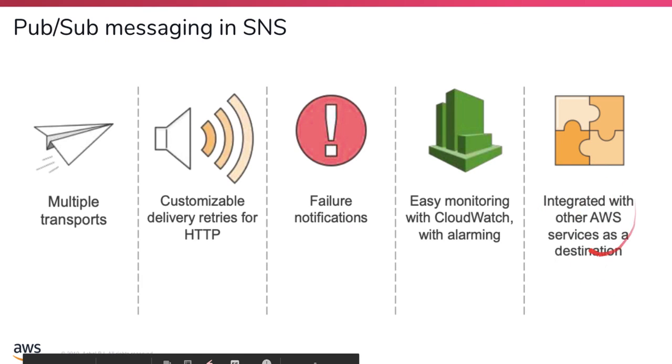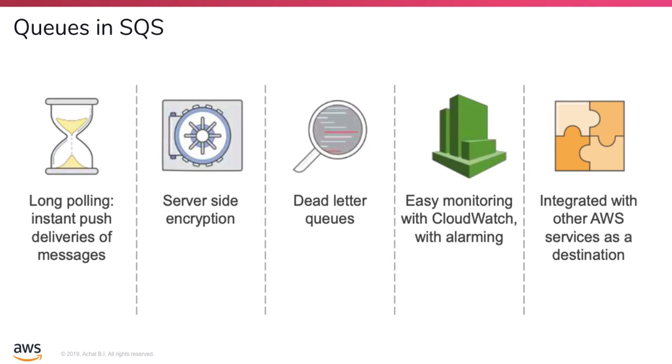So it can be integrated with many AWS services such as Lambda or SQS, or many systems. Some of the features of queues are long polling, server-side encryption, dead letter queue, easy monitoring, and it also gets integrated with many AWS services.